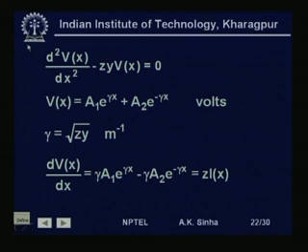Now, this is a second order homogeneous equation, and we know the solution for this equation can be obtained in this form, where V(x) is given by a1 e to the power gamma x plus a2 e to the power minus gamma x volts. So, this is a general solution for this second order differential equation, where gamma is equal to root z y, and the unit for this is per meter.